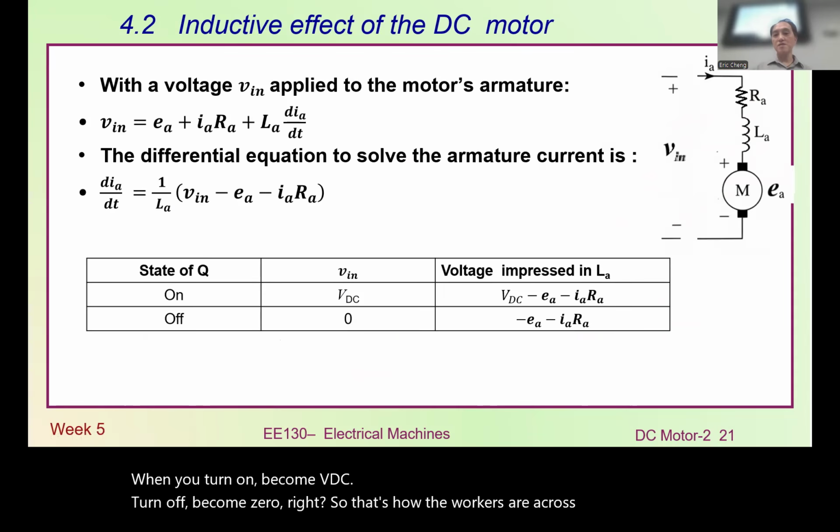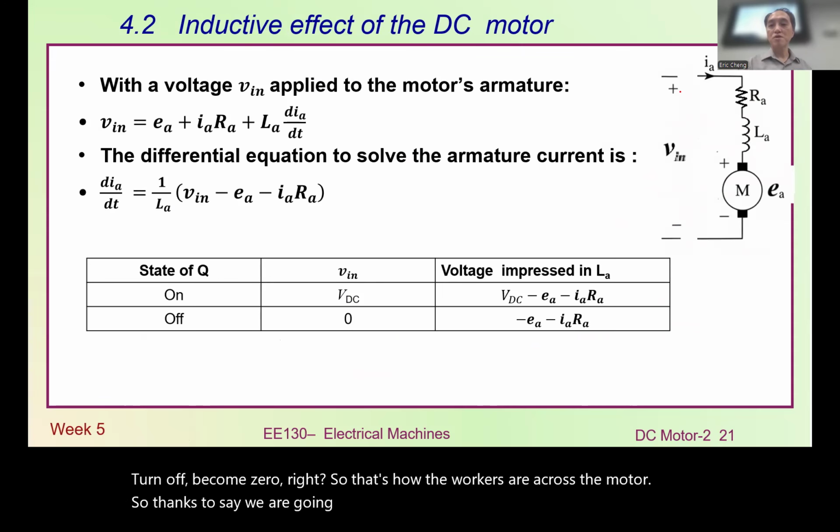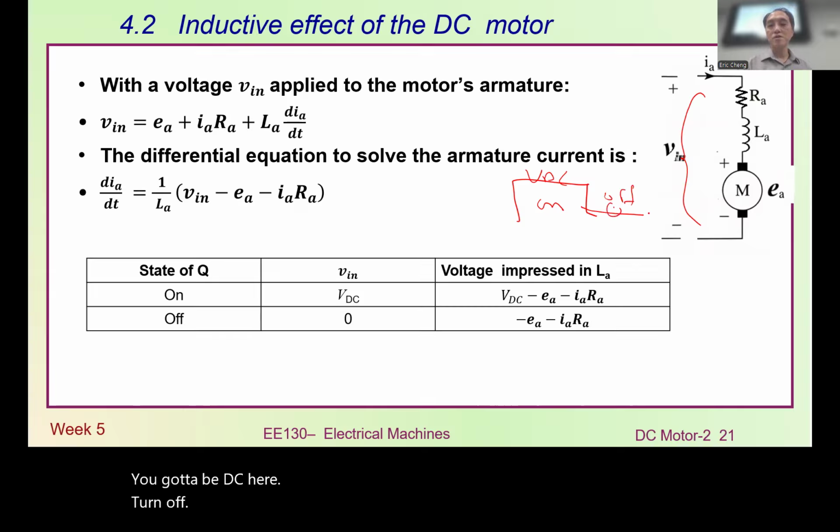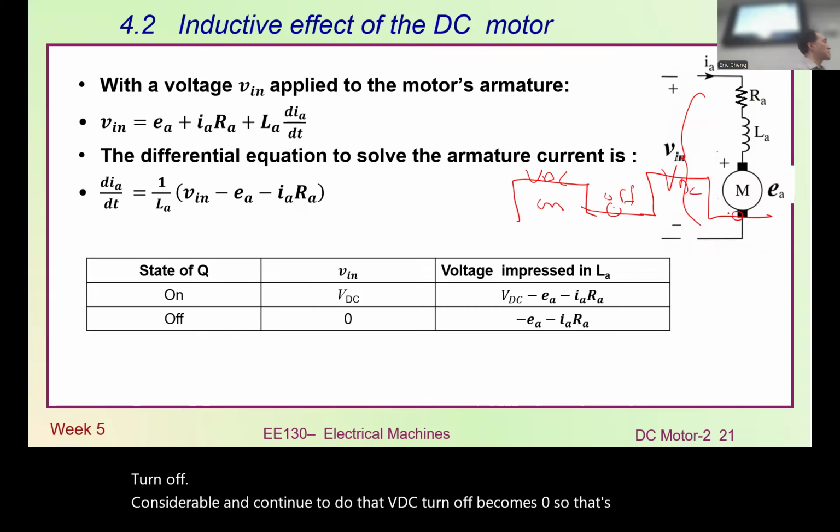So for this motor voltage, when we turn on, you get the VDC here, turn off, get 0 volt, and continue to do that. VDC, turn off becomes 0. So that's the voltage we're going to apply to the motor.